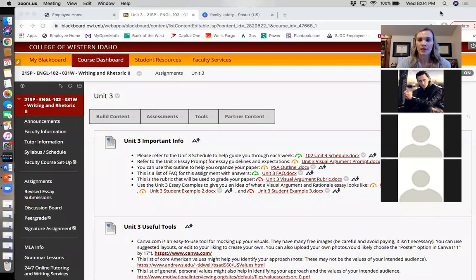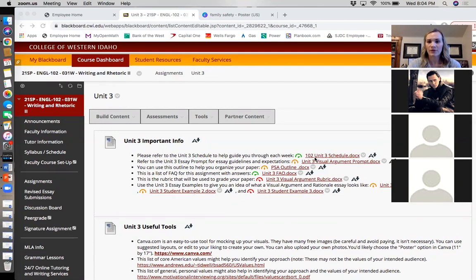Okay, so I'm going to start by going through some of the documents in our Unit 3 important information. So I'm going to go ahead and screen share with you and take you through some of those. I have made some changes as well, so I want to share those with you too. Okay, so here you have the schedule. Obviously, you can check that out.